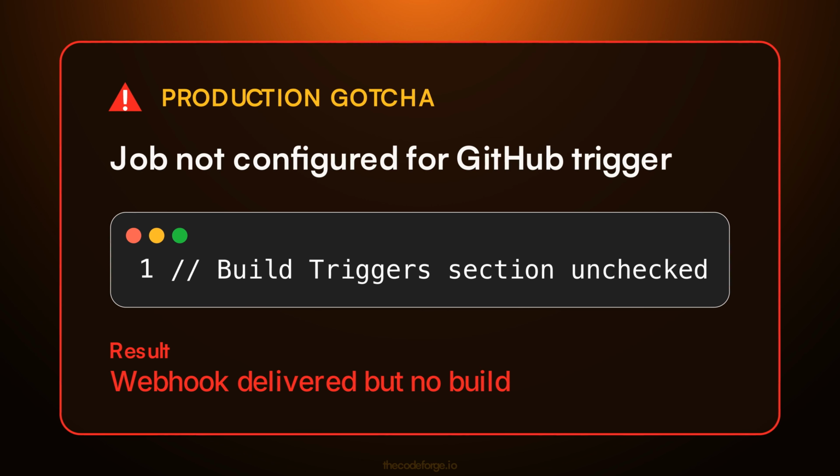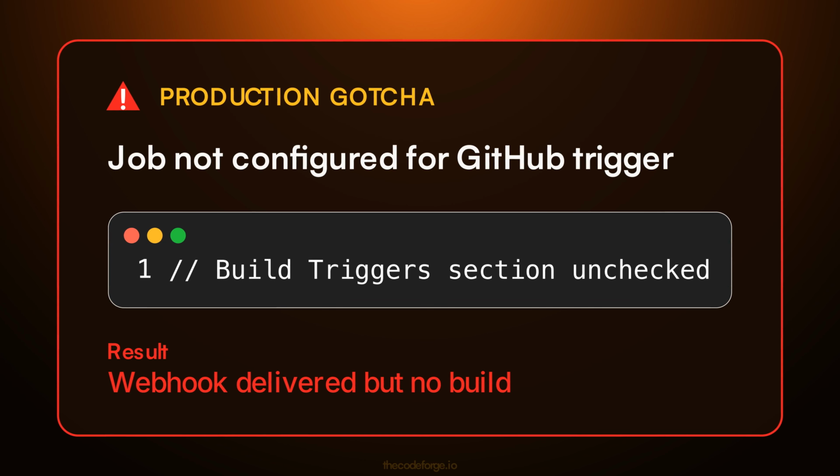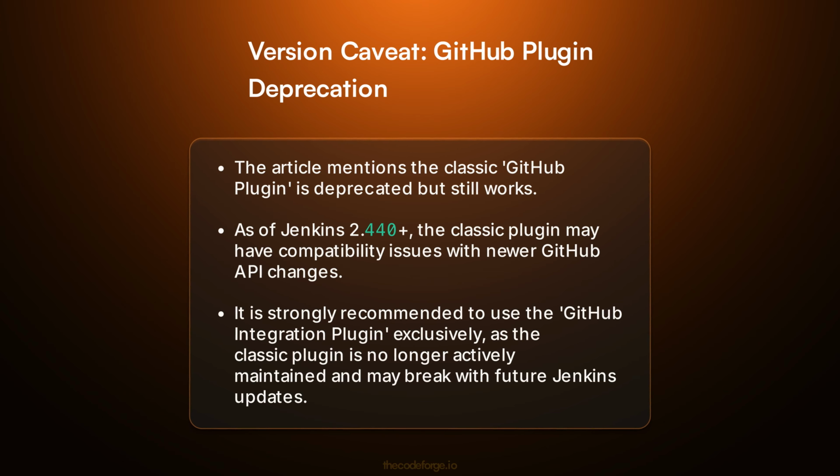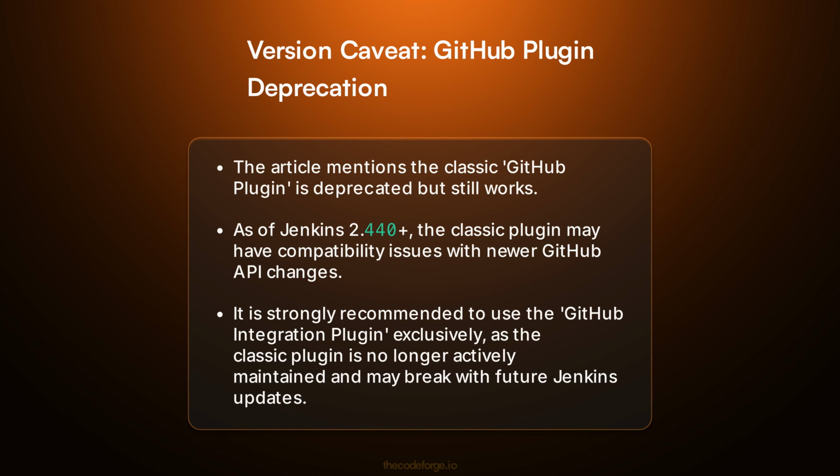Even if the webhook reaches Jenkins, if the job doesn't have GitHub hook trigger enabled under build triggers, Jenkins will ignore the event. Always check that the trigger is enabled for the job. The article mentions the classic GitHub plugin is deprecated but still works. As of Jenkins 2.44+, the classic plugin may have compatibility issues with newer GitHub API changes. It is strongly recommended to use the GitHub integration plugin exclusively, as the classic plugin is no longer actively maintained and may break with future Jenkins updates.